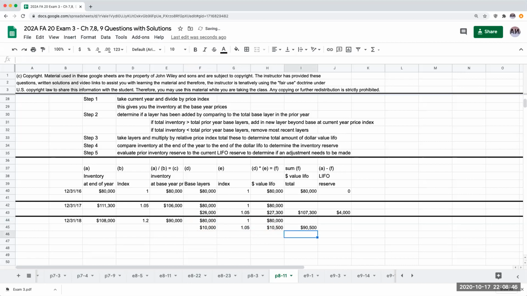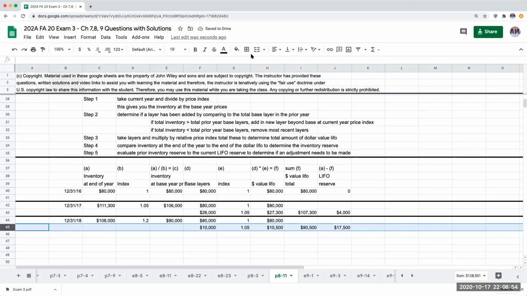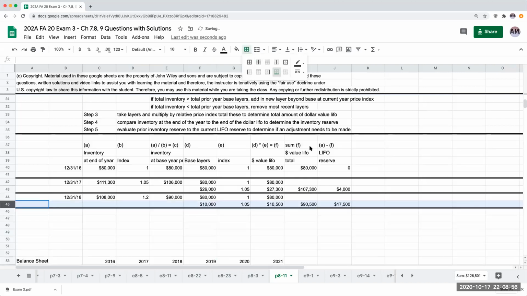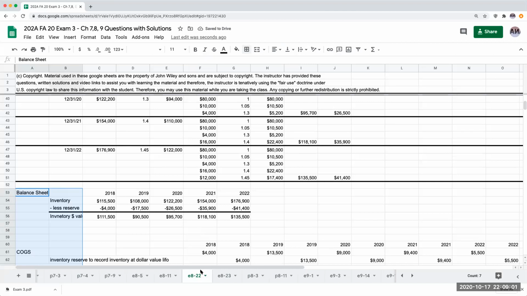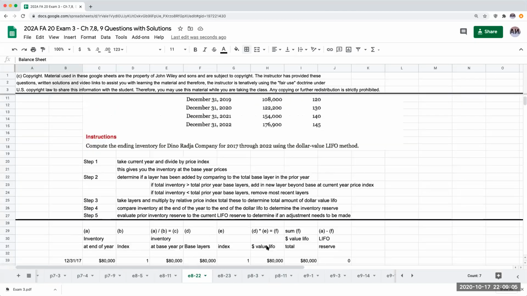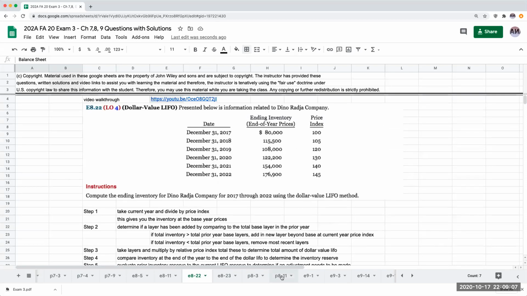So my inventory at dollar value LIFO is going to be 90,500. So the difference here is going to be 17,500. Okay. This looks really familiar. Is this the same question?